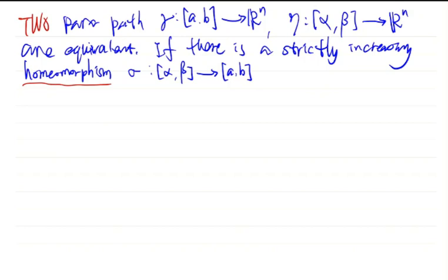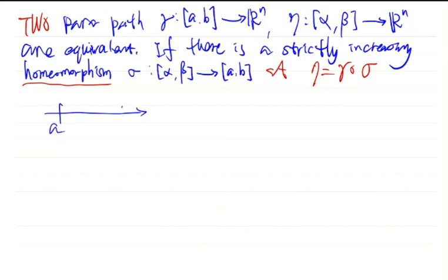So for these two parametric patches, gamma and eta, to be equivalent, it means that there is a strictly increasing homeomorphism sigma between the intervals [alpha, beta] and [a, b], such that eta is the composition of gamma and sigma. It is better to understand this by a picture.